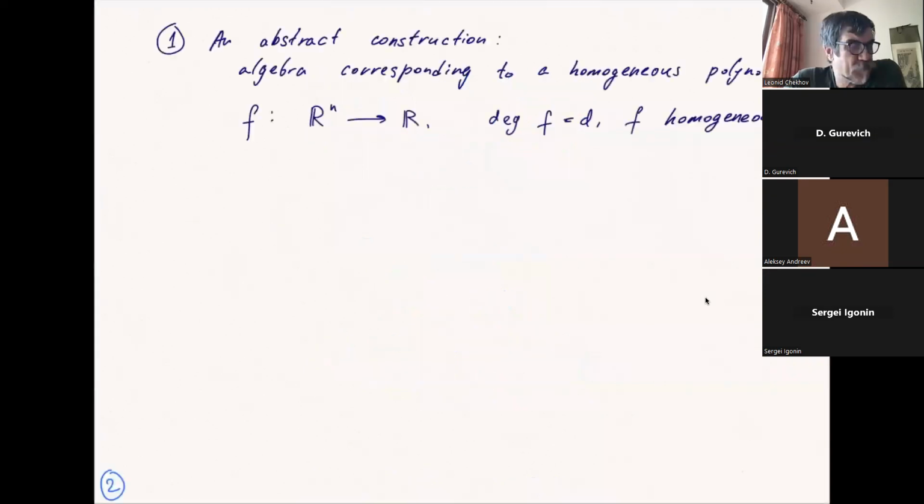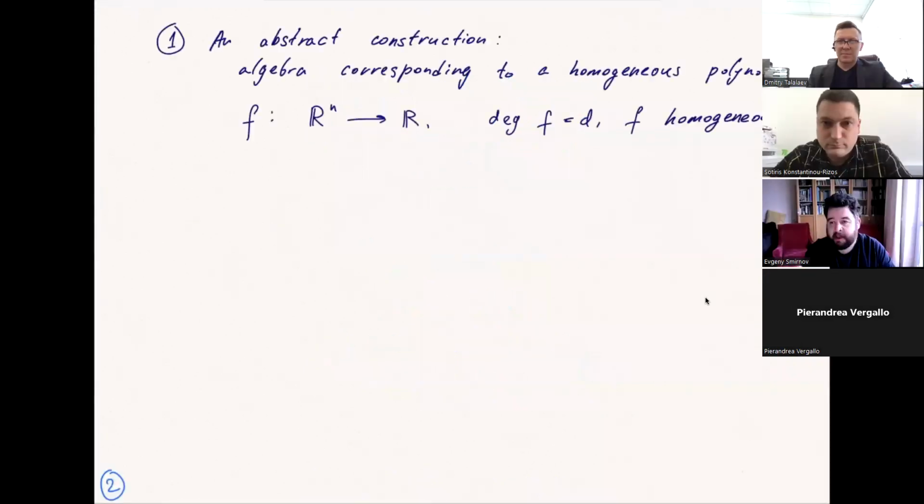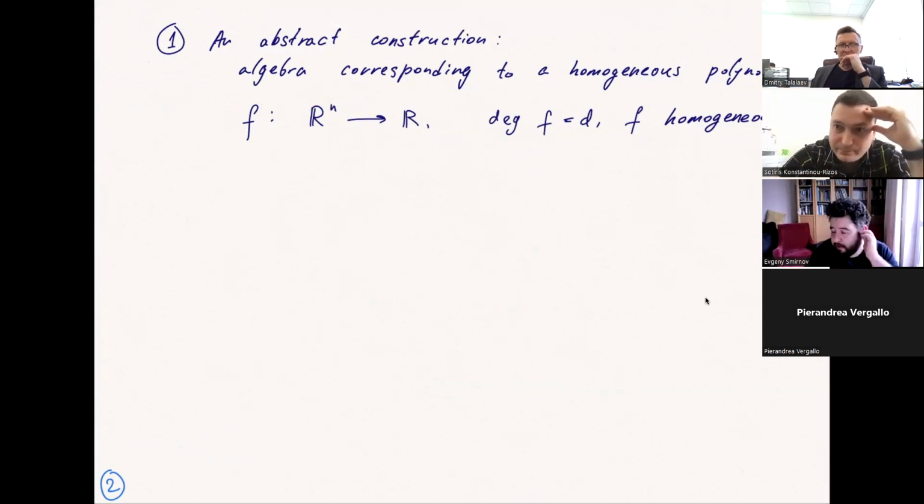To begin with, let me present a very general algebraic construction, which won't involve any algebraic geometry or whatever. That's something you can explain to, I don't know, a second year student. So I will construct an algebra starting from a homogeneous polynomial in n variables. So suppose I have a homogeneous polynomial f on an n-dimensional, let's say, real space. Well, R doesn't matter here.